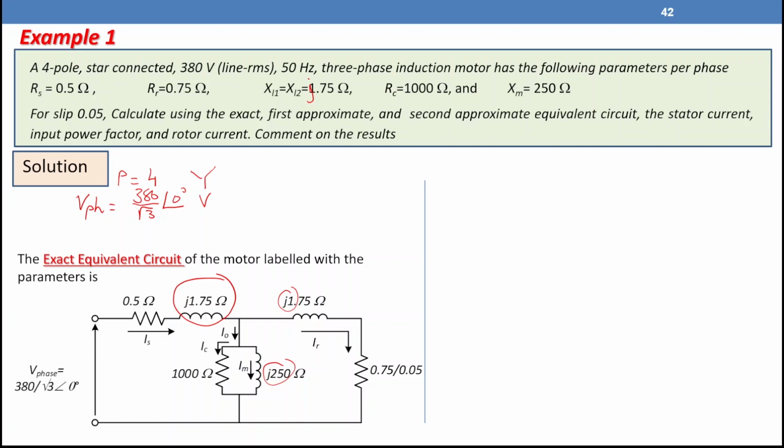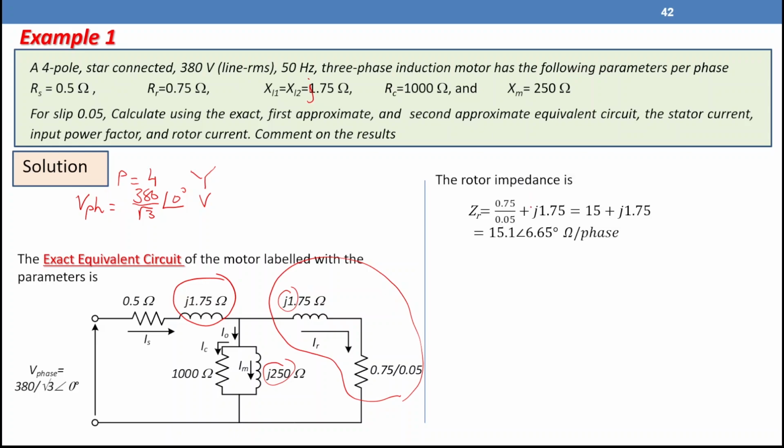So how do we solve this problem? We need to find the rotor impedance first. The rotor impedance is 0.75 over the slip 0.05 plus J 1.75. It gives you this impedance in rectangular form, so we can convert it to polar form. If you remember chapter number 0, I showed you how to convert from rectangular to polar and vice versa. So we have this value in both rectangular form and polar form.